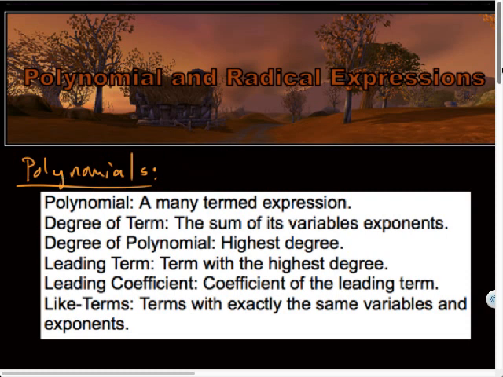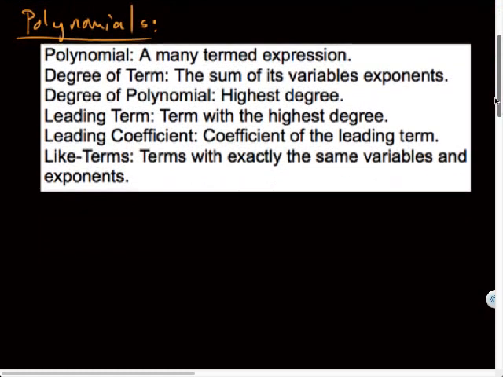So I've got a couple definitions here just to talk about real quick. A polynomial is a many-termed expression. We talked about terms a little while back. A term is made up of a variable, potentially its exponent, and the number in front being a coefficient. So a polynomial is more than one term, although technically single-termed expressions are a subset of the polynomials as well. So a polynomial is a multi-termed expression.